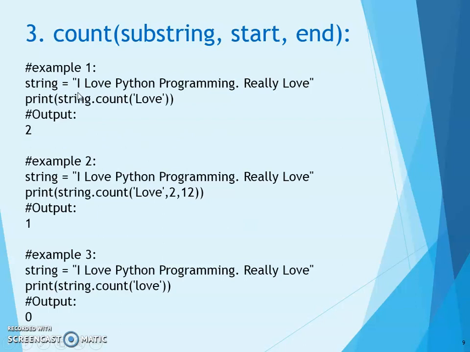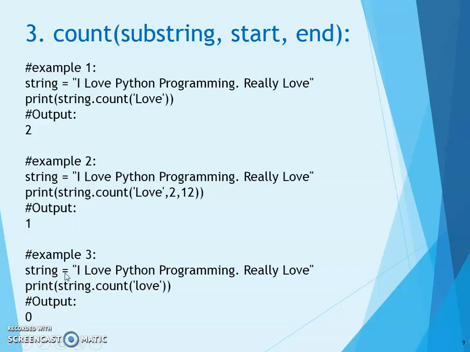The string given is I love Python programming, really love. We want to find the count of how many times this substring, love, occurs in this original string, and as it is occurring 2 times, the output will be 2. Now in this next example, we want to check the same substring starting from the 2nd index to the 12th index. So the 2nd index is here and the 12th index is somewhere here. From this to this position, it is occurring only once, so the output will be 1.